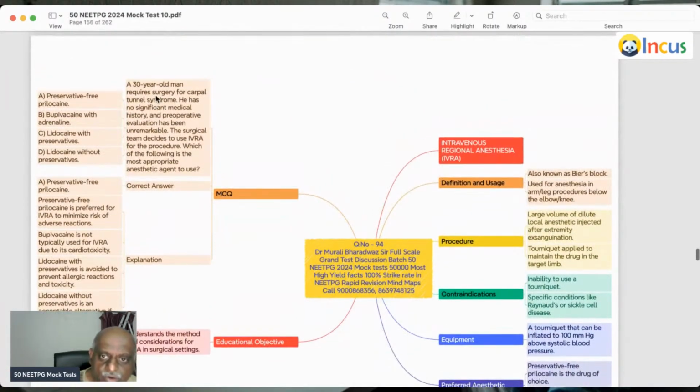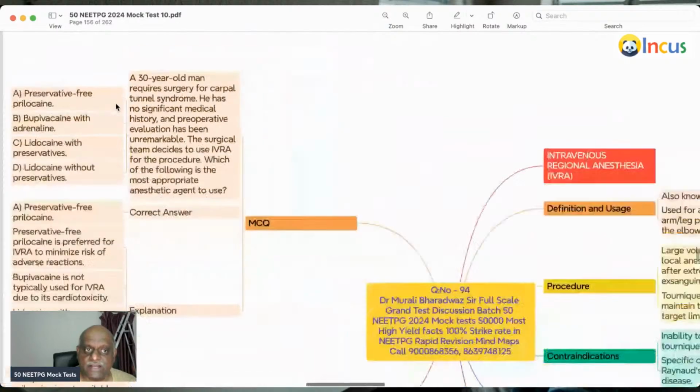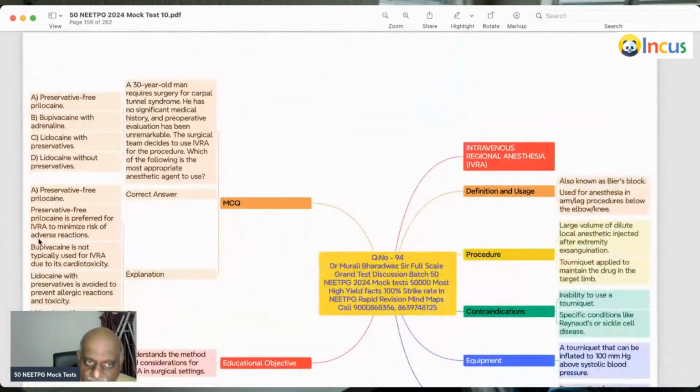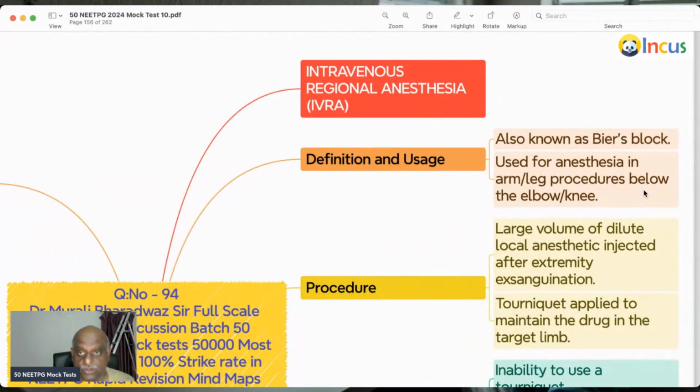Now, a 30-year-old requires surgery for carpal tunnel. Whenever you are giving intravenous regional anesthesia, it is also called Bier's block.